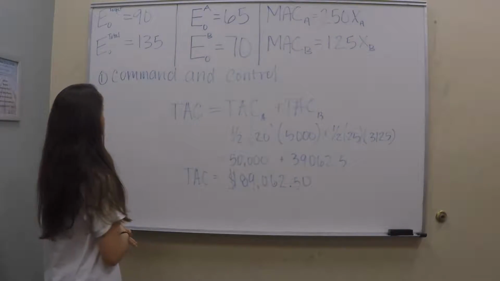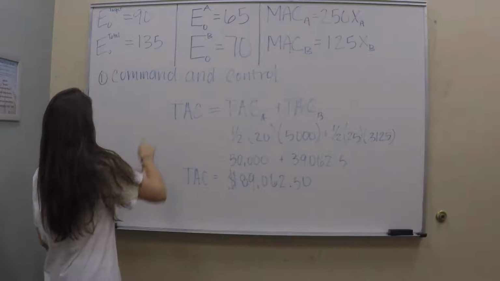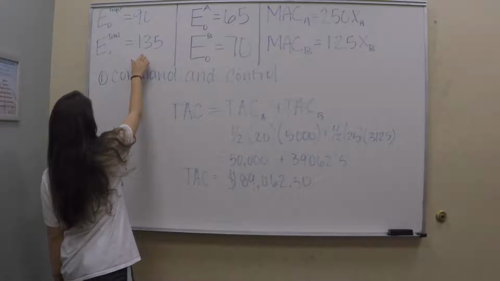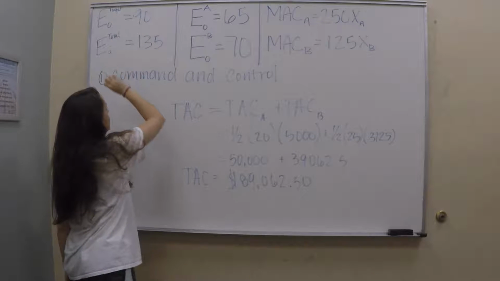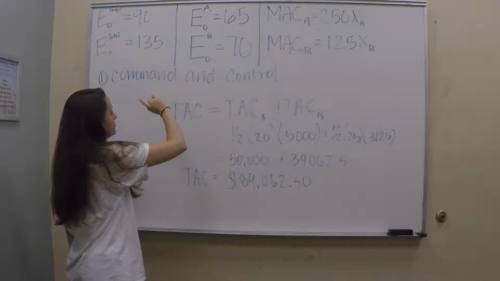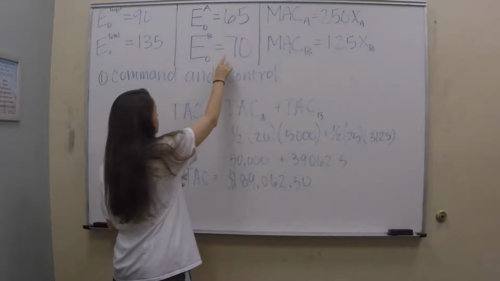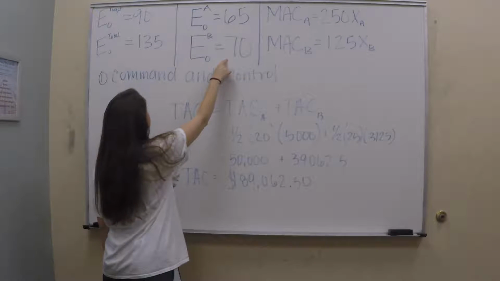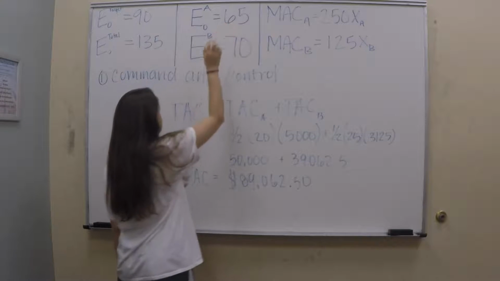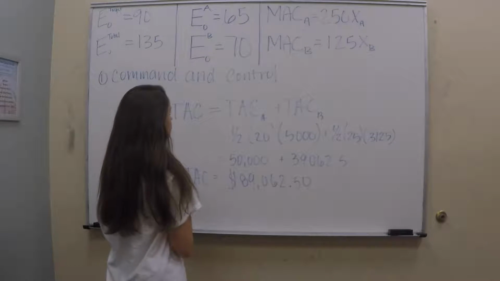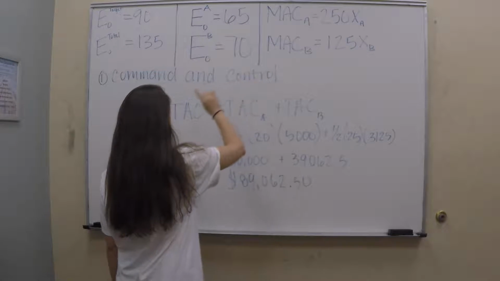So for command and control, the total emissions of the 2 firms is 135, and they need to get it down to 90. So the 2 firms have to both abate to 45. So this firm needs to abate by 25, and this firm needs to abate by 20. Those are the 2 formulas for it.